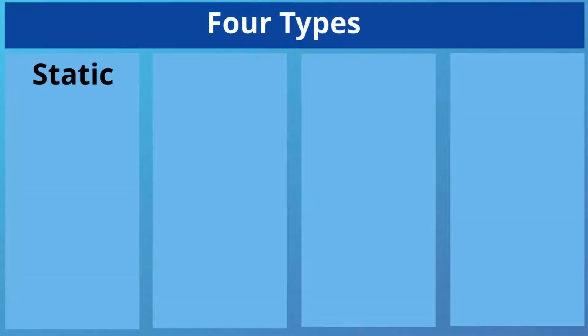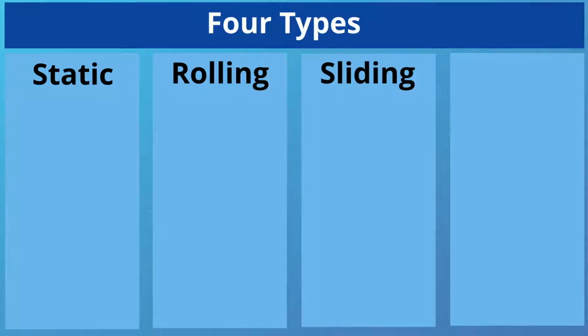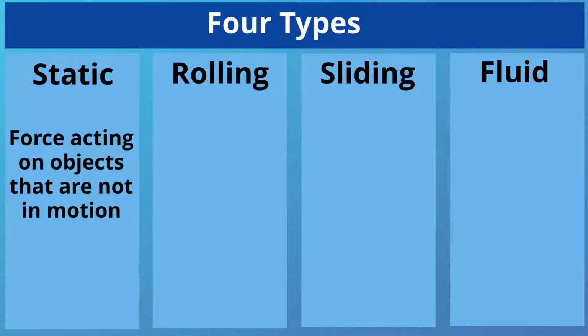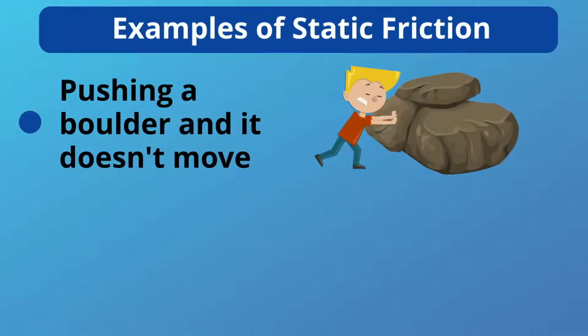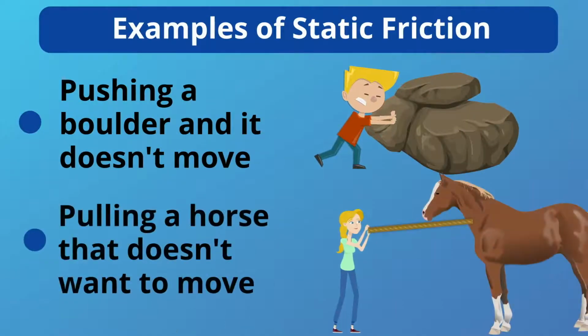Now there are 4 types. There's static, rolling, sliding, and fluid. Static is where forces acting on objects that are not in motion. Examples of static friction would be pushing a boulder and it doesn't move, or pulling a horse that doesn't want to move.